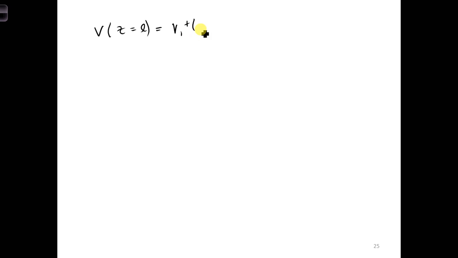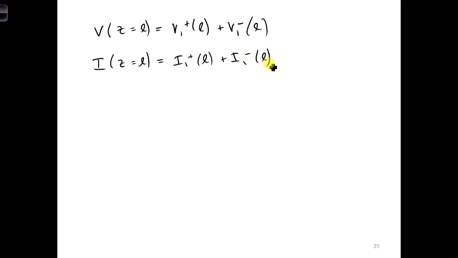The total voltage at the resistive load, V at z equal L, is equal to both the incident voltage, V1 plus at L, plus the reflected wave, which is generated as soon as the incident wave reaches the load, V1 minus at L. Likewise, we can also write the total current, I at z equal L, as equal to I1 plus at L plus I1 minus at L.